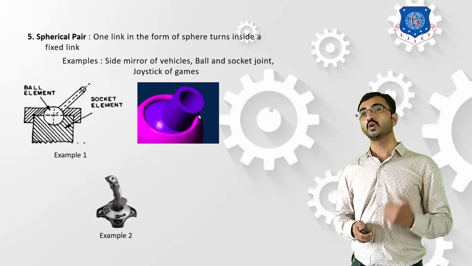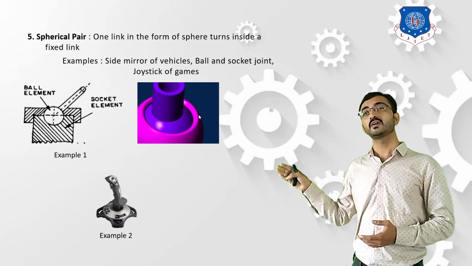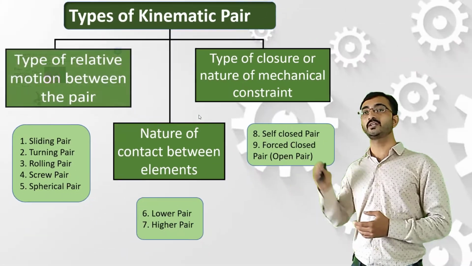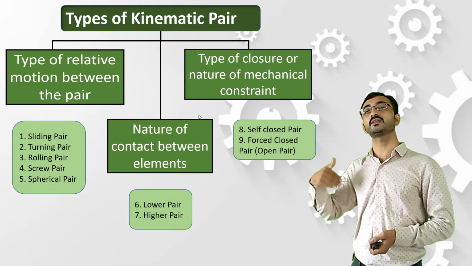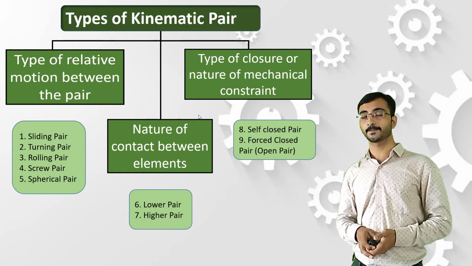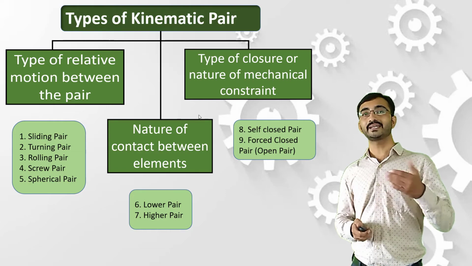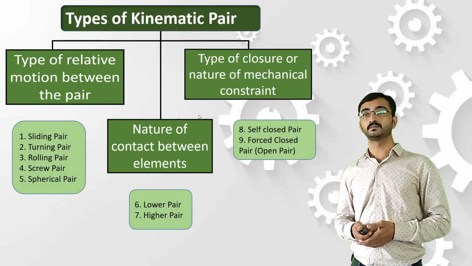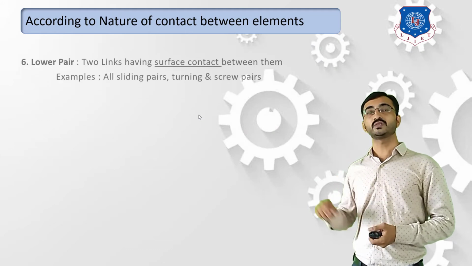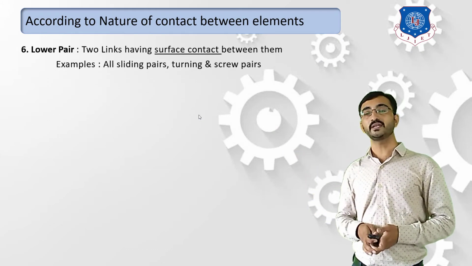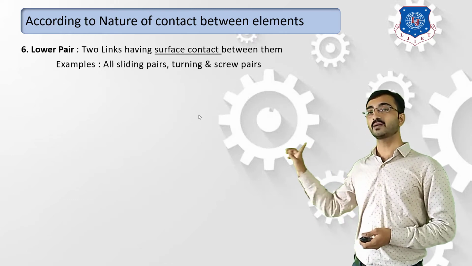So in this way we can say that the first type is the types of kinematic pair according to relative motions. All these first five are classified according to how they are moving with respect to the other component. Now let's learn the second type of classification, that is nature of contact between them. In that, the first one is known as a lower pair.